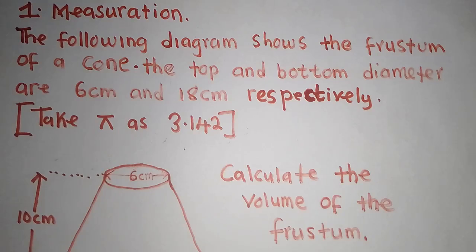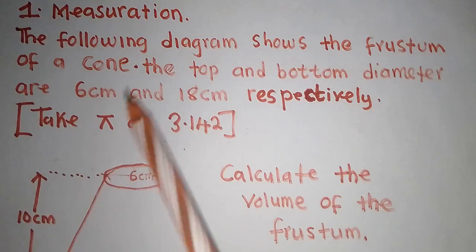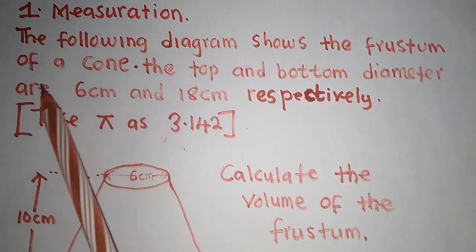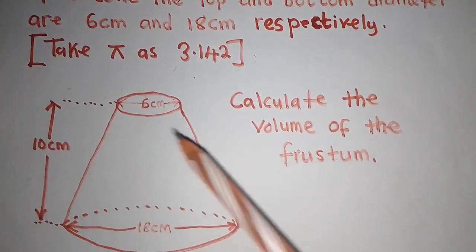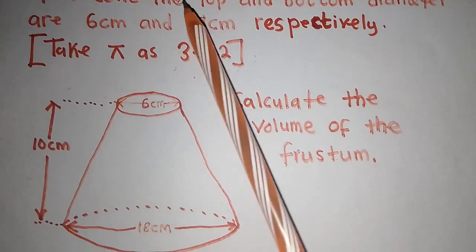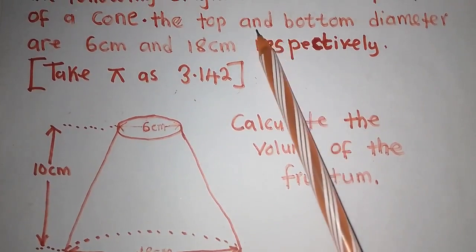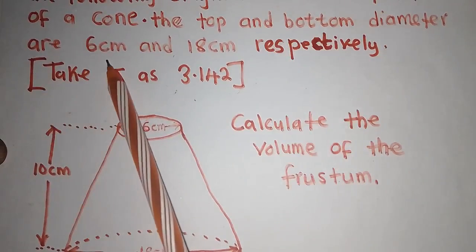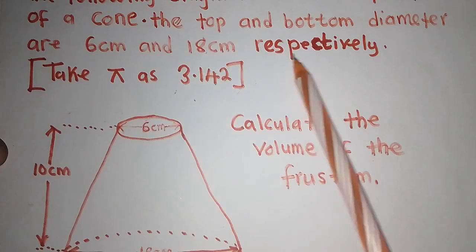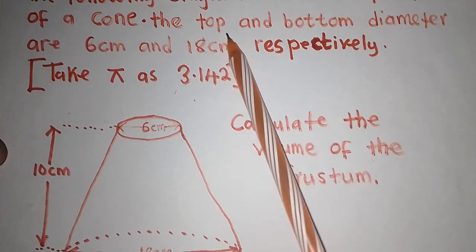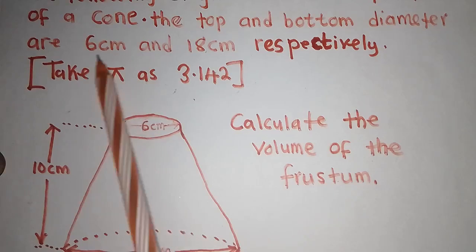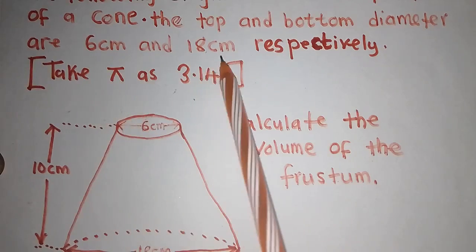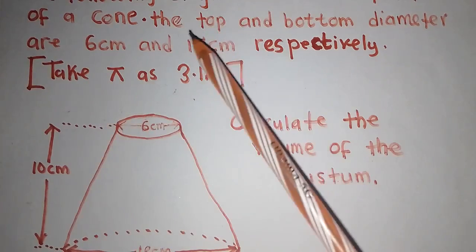So, this is the first question that we are going to answer. The question says the following diagram shows the frustum of a cone. This is the diagram of a frustum of a cone. The top and the bottom diameters are 6 centimeters and 18 centimeters respectively. So the top is 6 centimeters, then the bottom is 18 centimeters. This is what you are given.